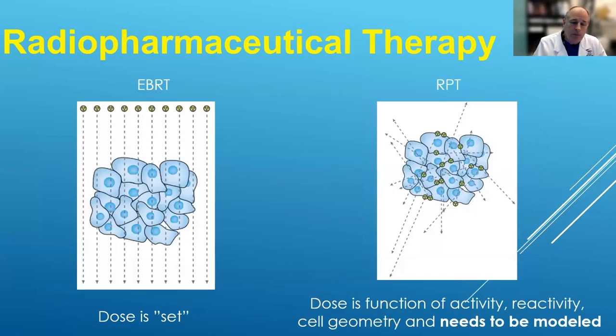All right. This is about the only slide I could get from George showing the difference between external beam and radiopharmaceutical therapy. In external beam, you have the radiation that comes, as its name indicates, externally. In radiopharmaceutical therapy, the dose is set, whereas here your only control in radiopharmaceutical therapy is how much activity you can give.